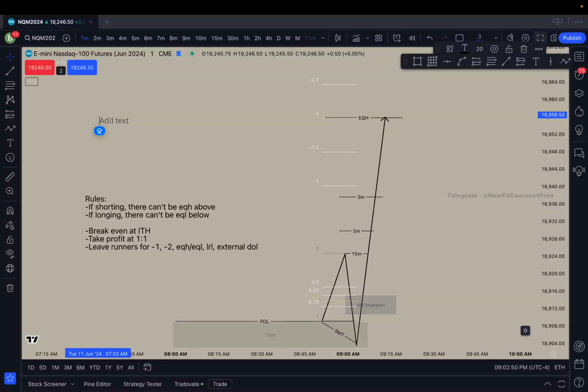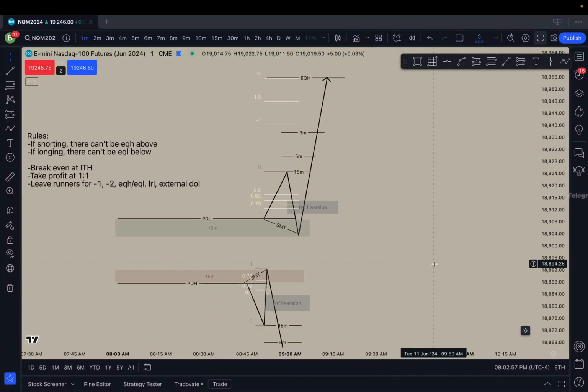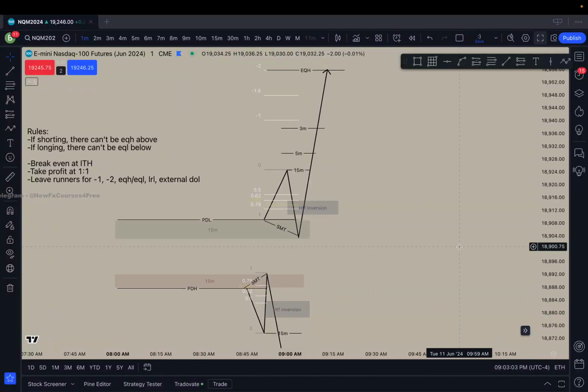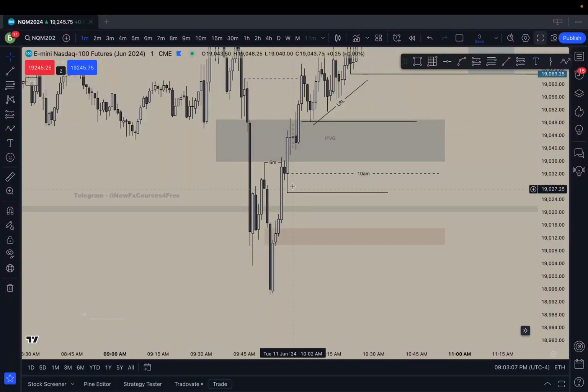Why are you saying you only take this on eval, you wouldn't take it on PA? Because the win rate is really high overall. It's a super high win rate strategy. But for me, this is an example of something I would take if we didn't take the internal high. This is what I was going to take this morning. I was marking it out, but we ended up taking the internal high.